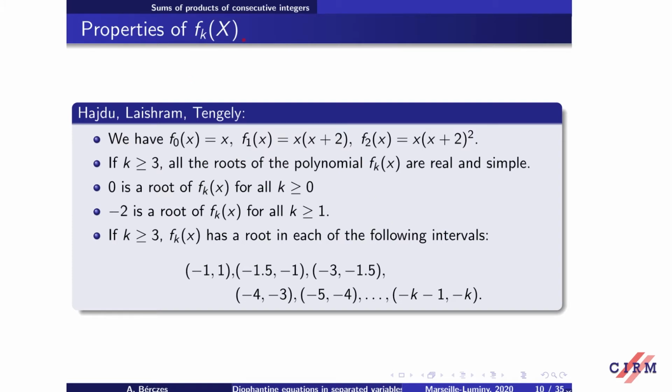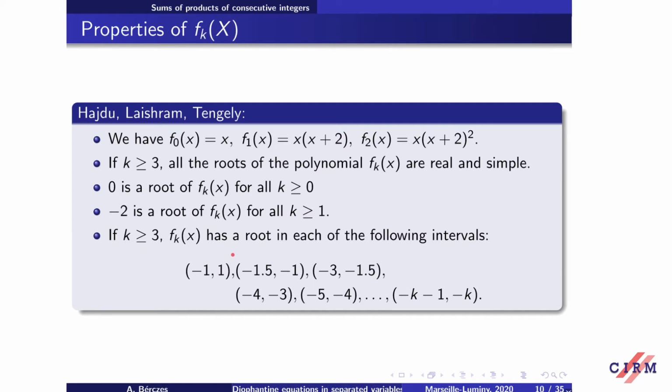So about the fk of x, here are the first few polynomials. If k is larger or equal to 3, then all the roots of the polynomial fk of x are real and simple. So the only case when there is a double root is here in f2 of x. 0 is always a root and -2 is always a root of the polynomial.